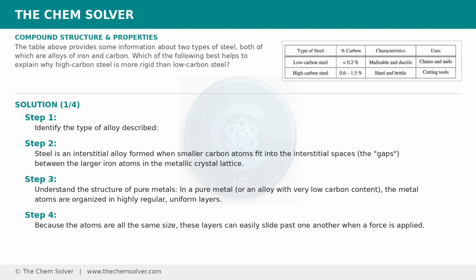Identify the type of alloy described. Steel is an interstitial alloy formed when smaller carbon atoms fit into the interstitial spaces, the gaps, between the larger iron atoms in the metallic crystal lattice.